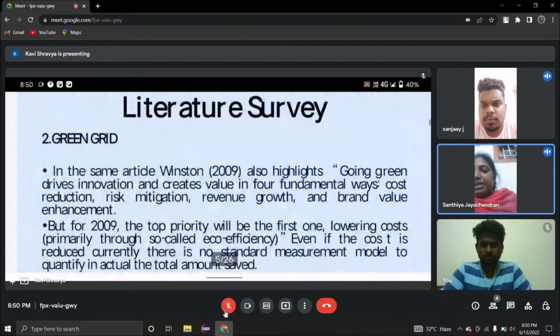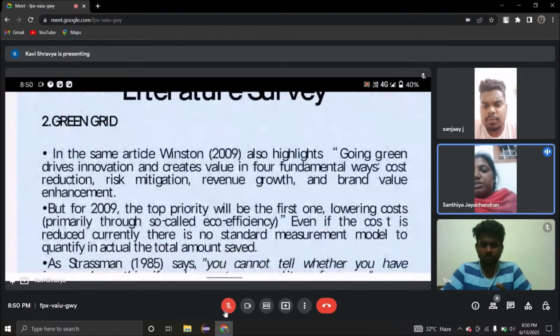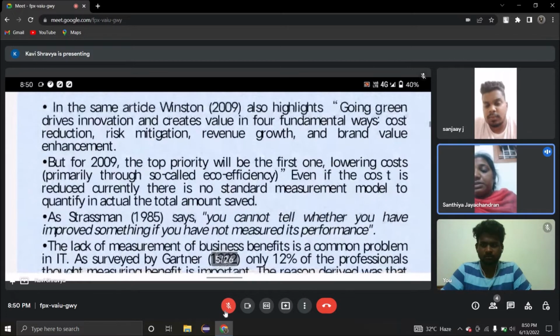The second one is Green Grid. In the same article, Winston also highlights that going green drives innovation and creates value in four fundamental ways: cost reduction, risk mitigation, revenue growth, and brand value enhancement. But for 2009, the top priority will be the first one, lowering costs primarily through so-called eco-efficiency.